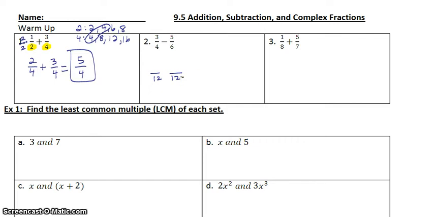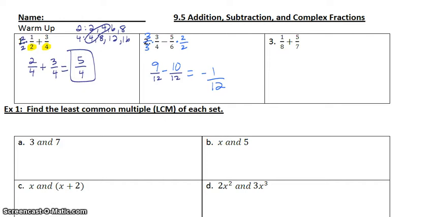4 and 6 both divide into 12. Check this out. To get 12 here, I need to multiply by 2. To get 12 here, I need to multiply by 3. So the first fraction ends up being 9/12, and the second fraction ends up being 10/12. So my final answer is -1/12.